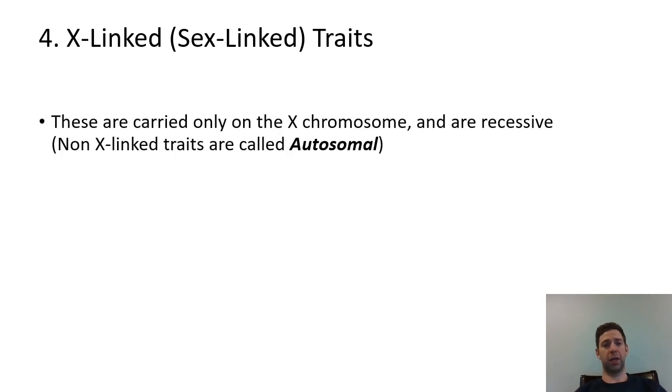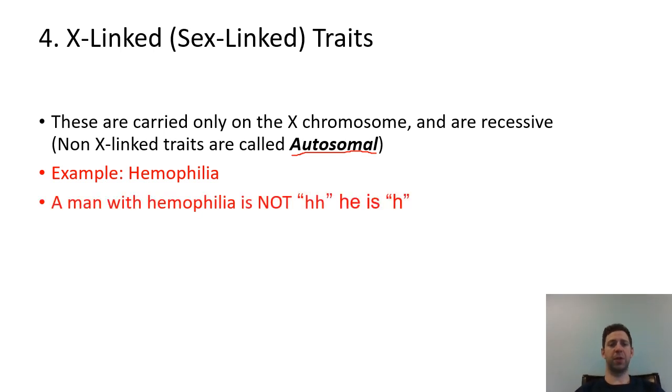But basically, it's a trait that's carried only on the X chromosome, and they're recessive. So everything we've learned about so far is considered autosomal, so that's a term you should know. If I ask you for an autosomal trait, I'm talking about anything we've learned about thus far, because those are all happening on the other 22 chromosomes. But anything happening on that 23rd X chromosome is called an X-linked trait. An example of this would be hemophilia.